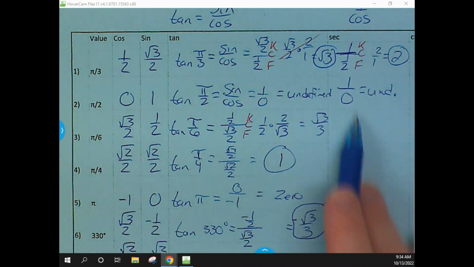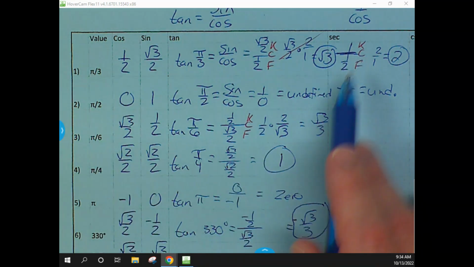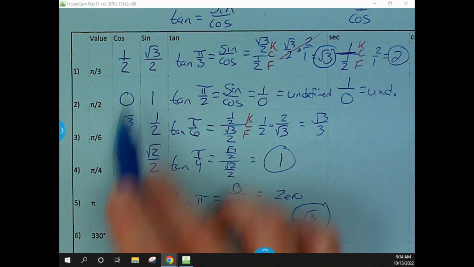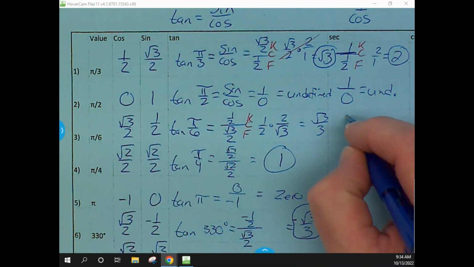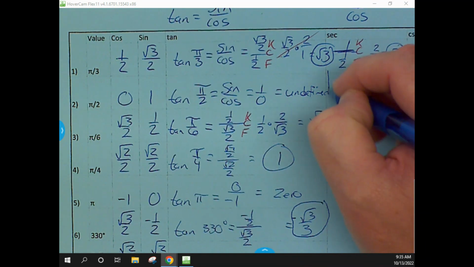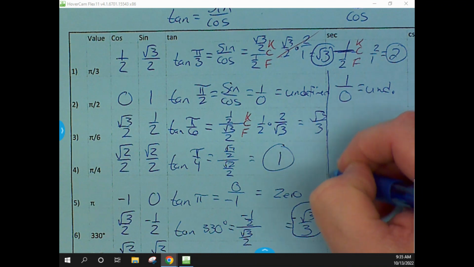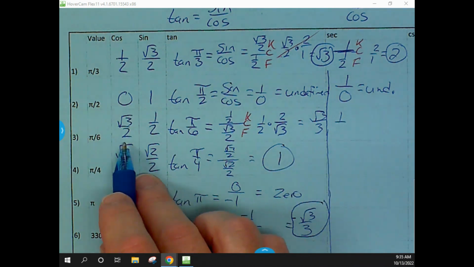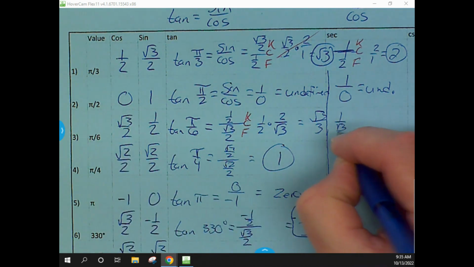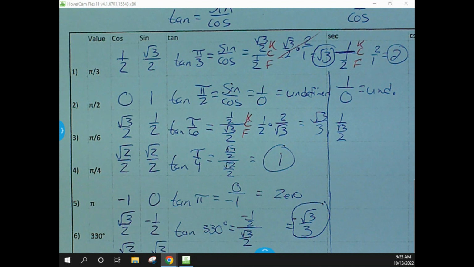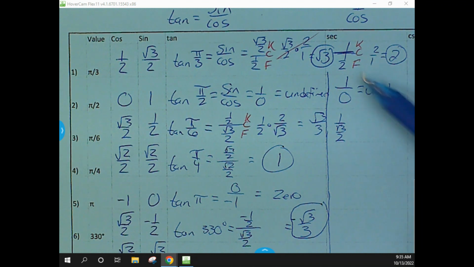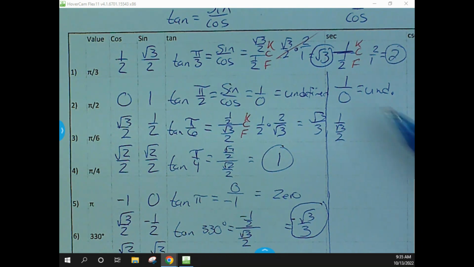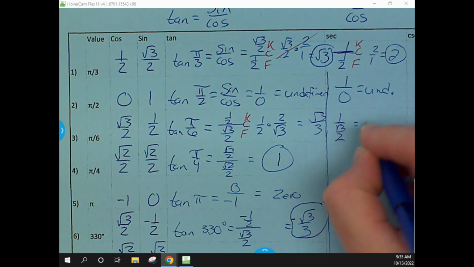Okay, so we do secant of pi over 6. That needs to be 1 over the cosine value, which is square root of 3 over 2. This line didn't draw in very dark, so I'm going to darken it in there. So that's 1 over cosine, which is square root of 3 over 2. And again, we're going to keep change flip it, but because of the 1 doesn't do anything, that just means we've got to flip the bottom part and make it 2 over square root of 3.